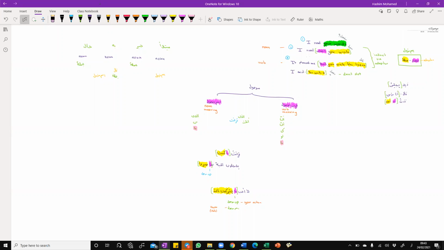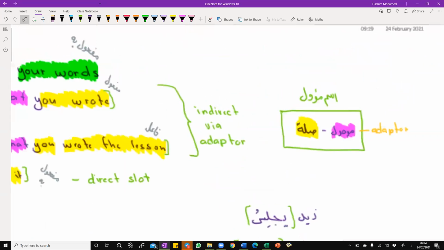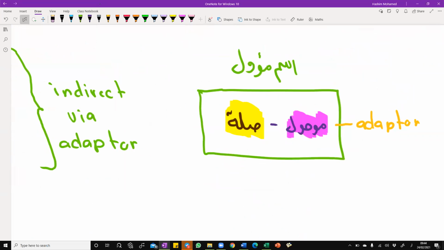Is that clear now? And the reason we have that mausul sila is that in some sentences you can't have a jumla direct slot. You have to add this mausul to it. And when you call it mausul, then that jumla is no longer called jumla. That jumla is called what? A sila. In essence, it's the same thing. So basically, a sentence. If you say baby language, the sentence becomes directly or with an adapter. You see here, either direct slot, directly or with an adapter.